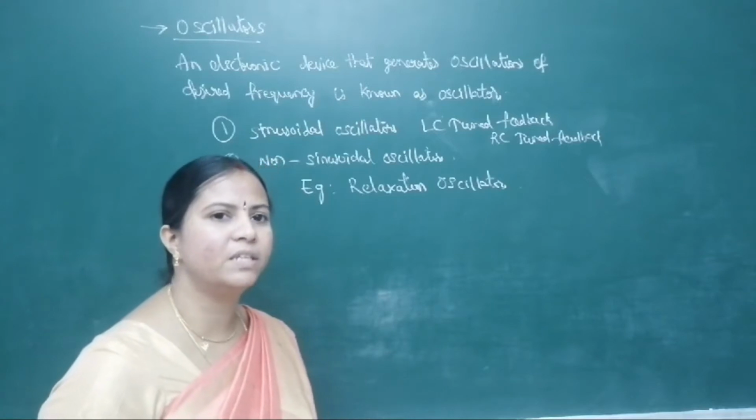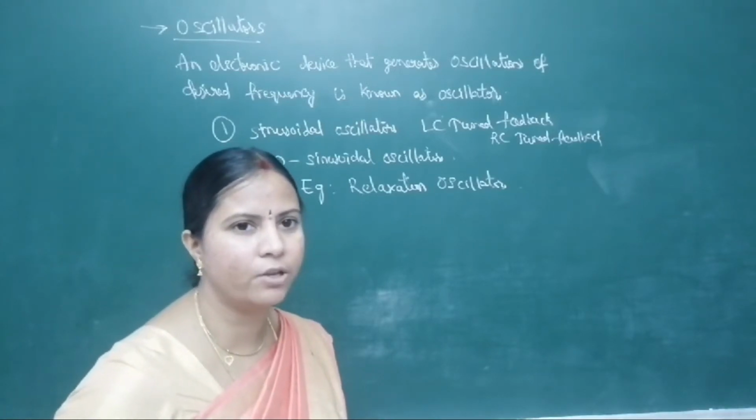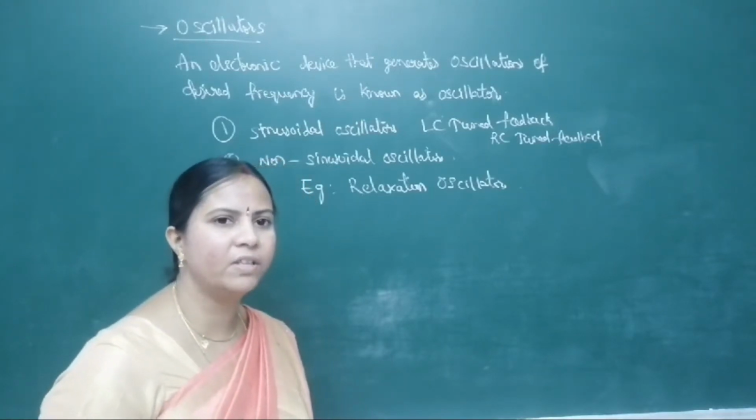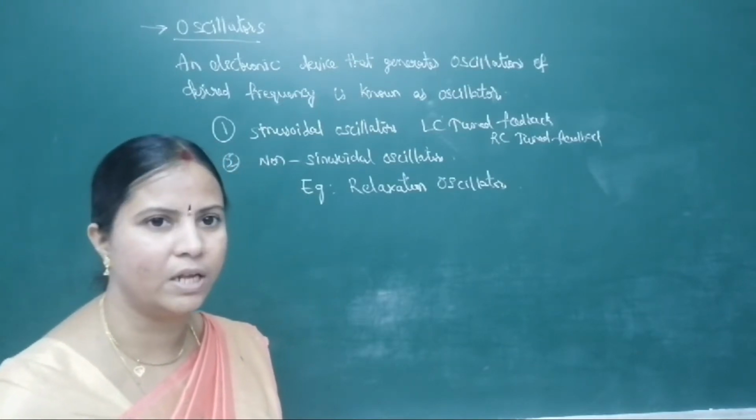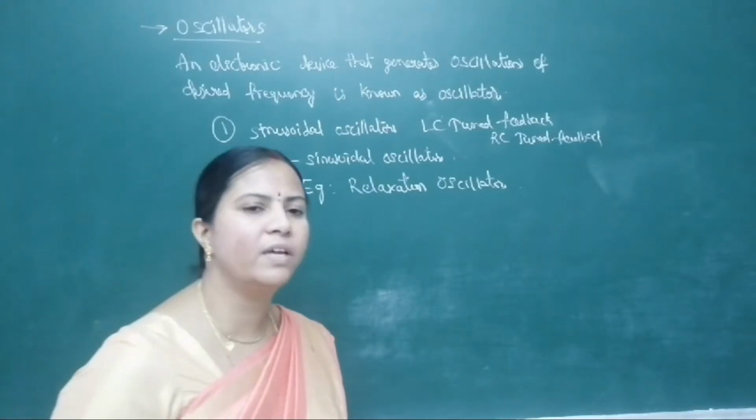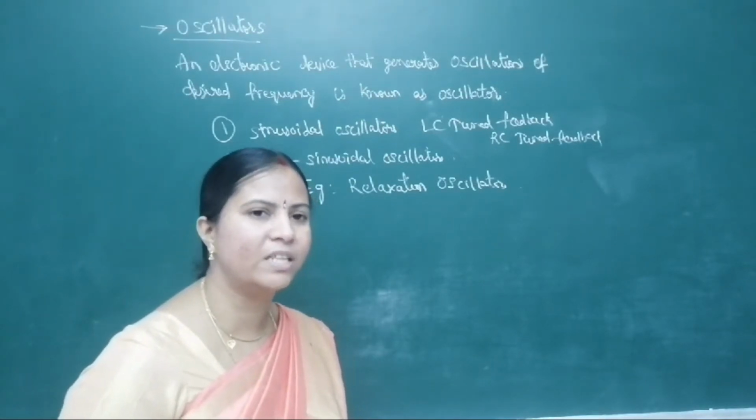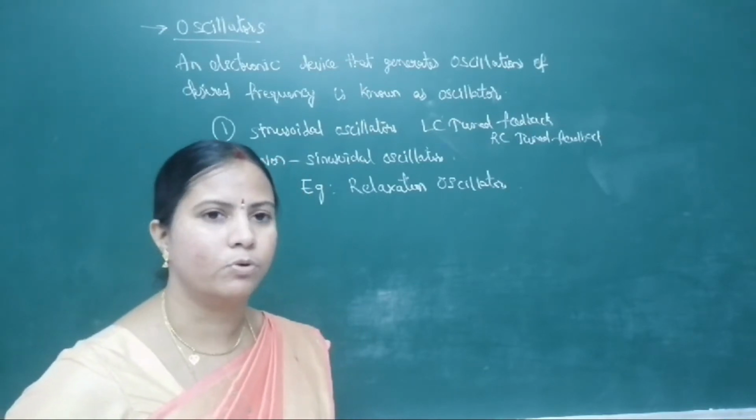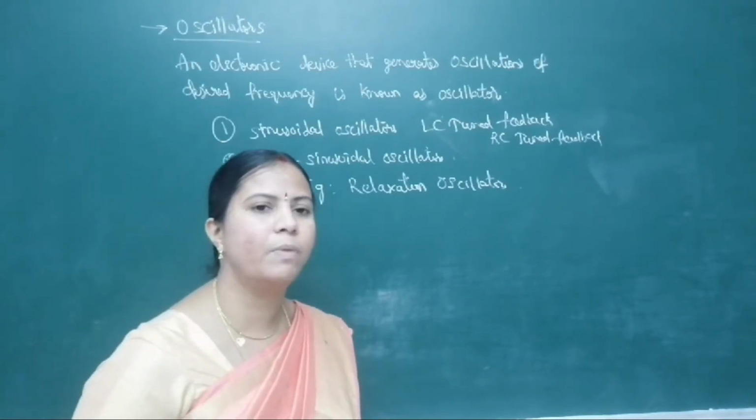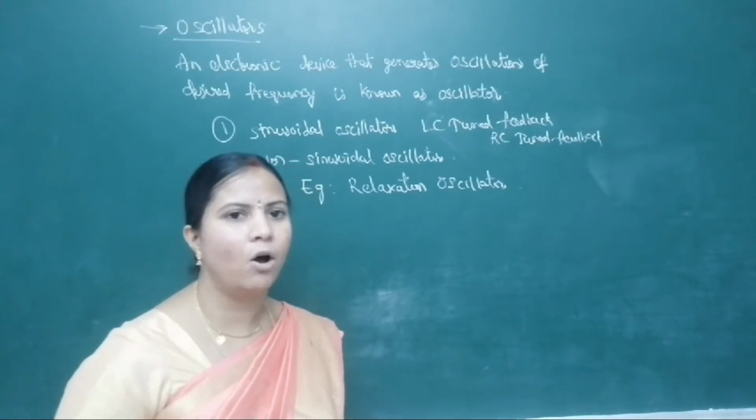So what is the basic difference between amplifier and oscillator circuits? In amplifiers, we give an input AC signal that will be amplified and you get the output signal. But in oscillators, without giving any input signal, that is, with only a DC signal, we get the output waveform as AC output. That is the basic difference between amplifiers and oscillators.